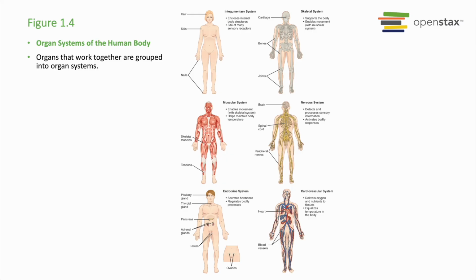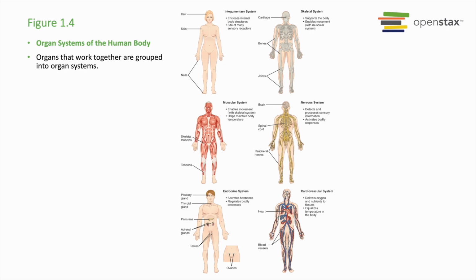The skeletal system supports the body and, along with the muscular system, enables movement. The skeletal system includes cartilage, such as that at the tip of the nose, as well as the bones and joints. The muscular system enables movement, along with the skeletal system, but also helps to maintain body temperature. The muscular system includes skeletal muscles, as well as tendons that connect skeletal muscles to bones.